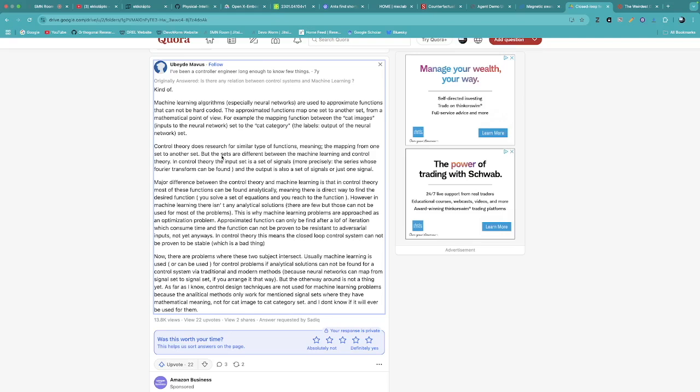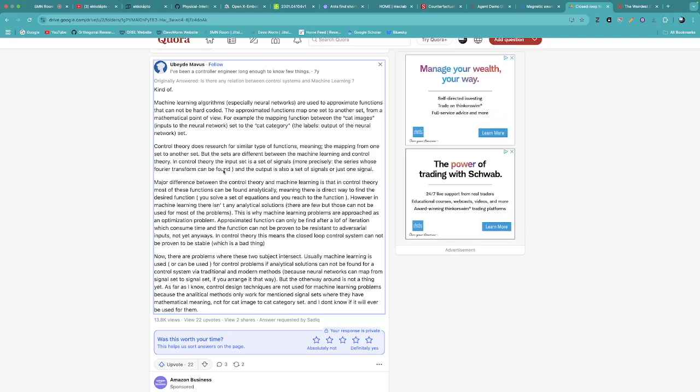In control theory, the input set is a set of signals, or a series whose Fourier transform can be found, and the output is also a set of signals, or just a signal. So they're talking about a set of images versus a set of signals. The major difference is that in control theory, most of these functions can be found analytically, meaning there's a direct way to find the desired function. You solve a set of equations, you reach the function. However, in machine learning, there isn't any analytical solution that we know of. You have to approximate it. There are a few maybe, but you can't use them for most problems.